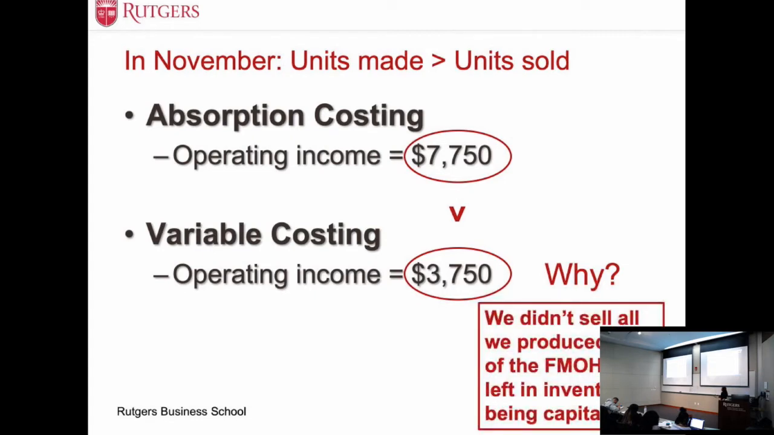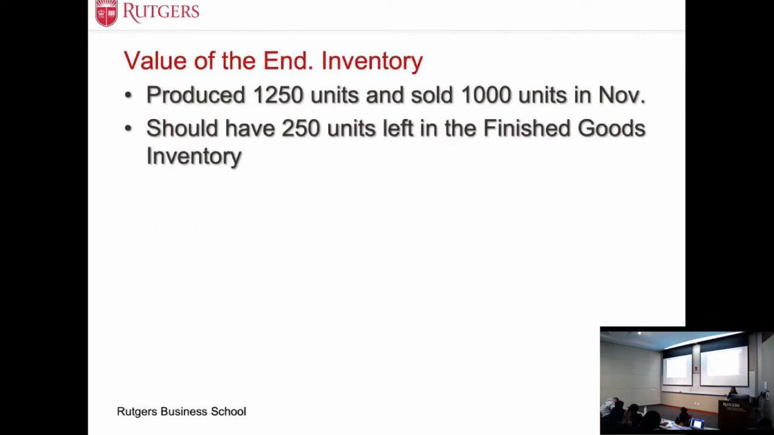Here we put the term. We didn't sell what we produced, and part of the fixed overhead is left in the ending inventory. We give it a term saying that that part of the fixed overhead has been capitalized. Okay, so to understand this, let's look at the value of the ending inventory.